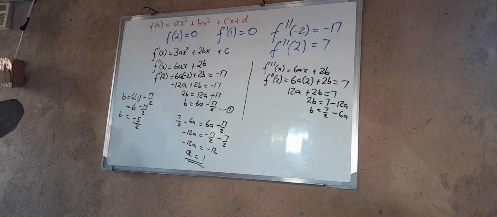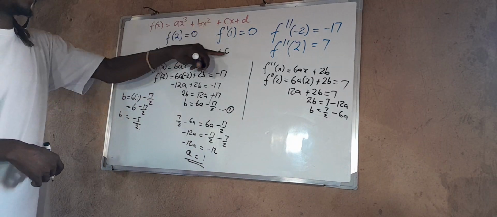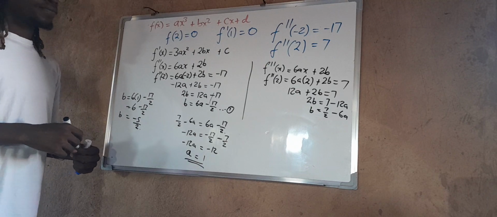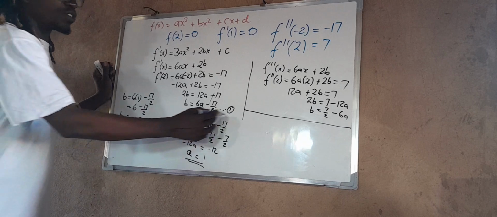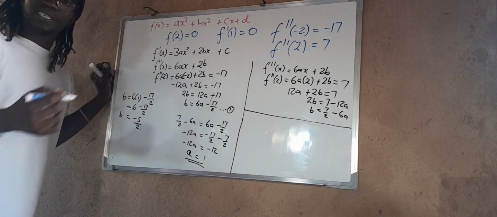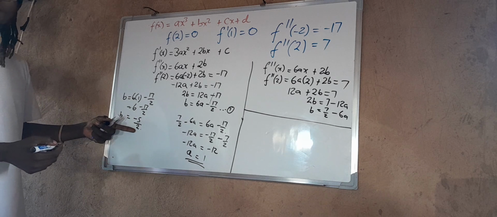So if that is our value of b, let's go to the first derivative so that we can find the value of c. Did you see what we did here? Okay, so we found the value of a and we found the value of b, right?